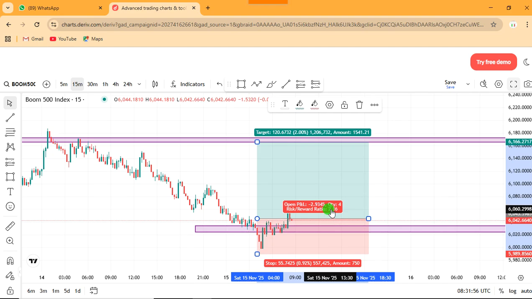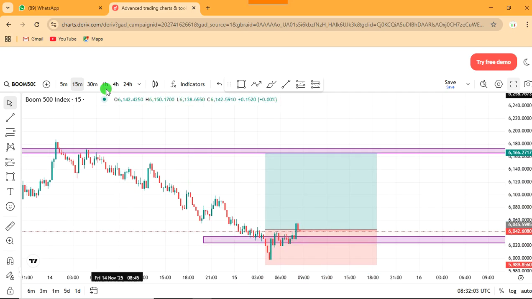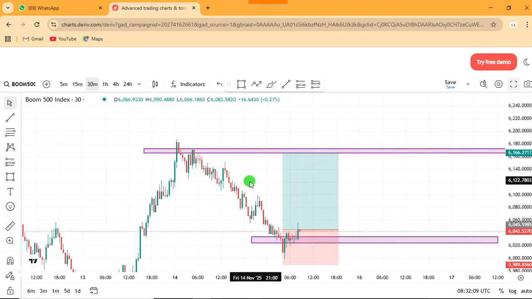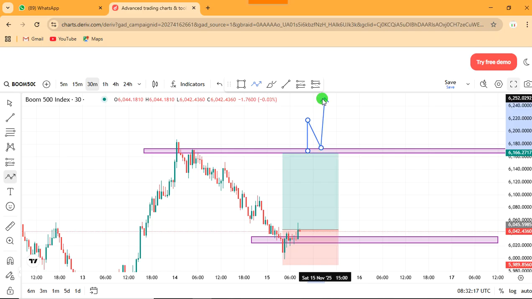So you can actually join if you want to, or you can just run your own analysis to check it out. Otherwise, you can still wait for a break above this. Remember, Boom 500 has been on a bullish trend for a long time. It's really booming. So wait for it to boom this way. Of course, it tests, then a continuation confirms that it's ready to continue booming.